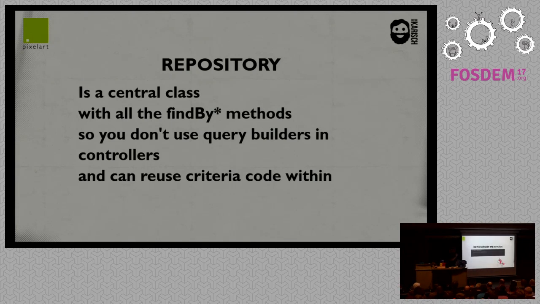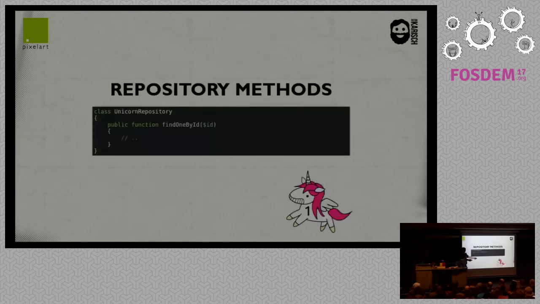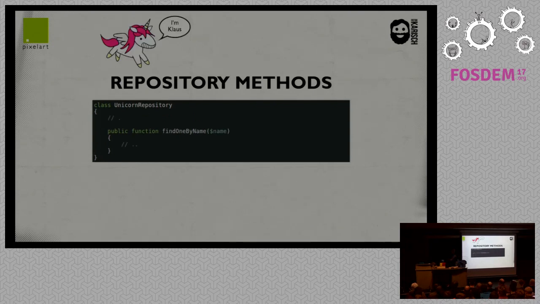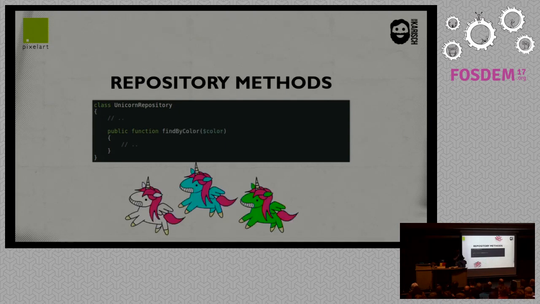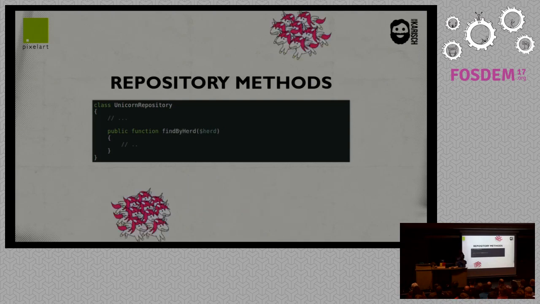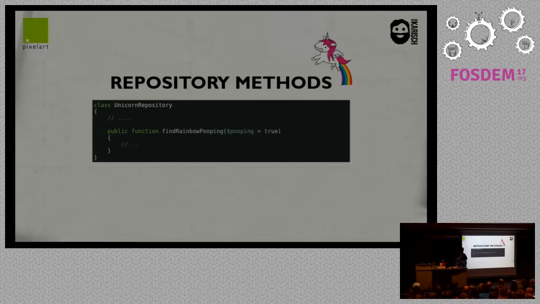Let's take a look. You can have a find one by ID. So you can find Klaus by his ID 1. You could find him by his name, to find Klaus by Klaus. You can find all unicorns by a specific color. Or find unicorns in its herd, so we have a relation here to the herd. Or find a unicorn which can poop rainbows or not, depending on the parameter of the method.